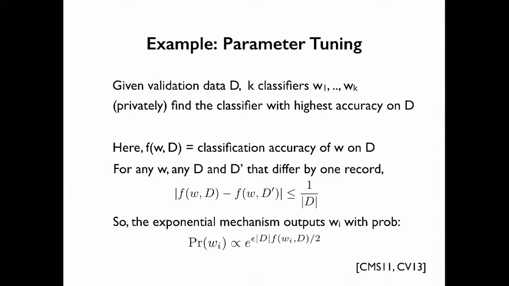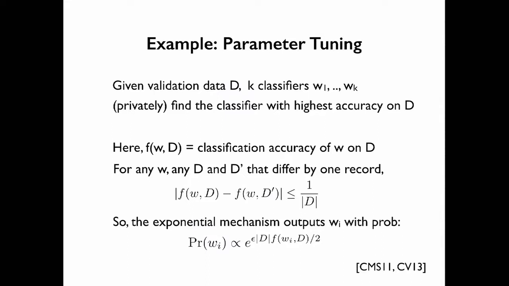And notice, because of the way accuracy works, we are looking at the 0-1 loss. So for any D and D prime that differ by a single record, the absolute value of the difference between the accuracies is at most 1 over the size of D, right? Because when one person changes, the accuracy of the same classifier could change by 1 out of D, right? And so the exponential mechanism will look like the following. It will output classifier Wi with probability proportional to exp of epsilon times the size of the data set D times f(Wi, D) divided by 2.